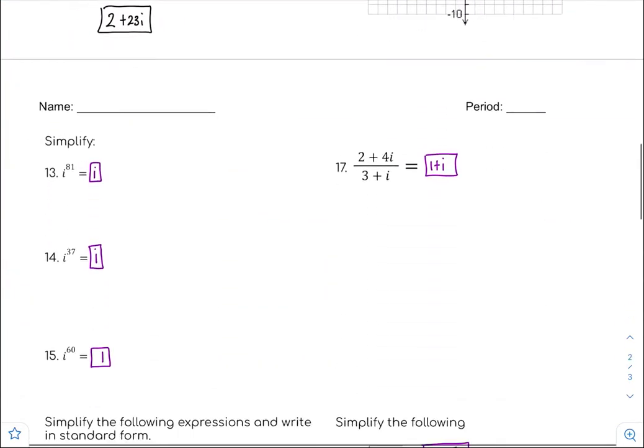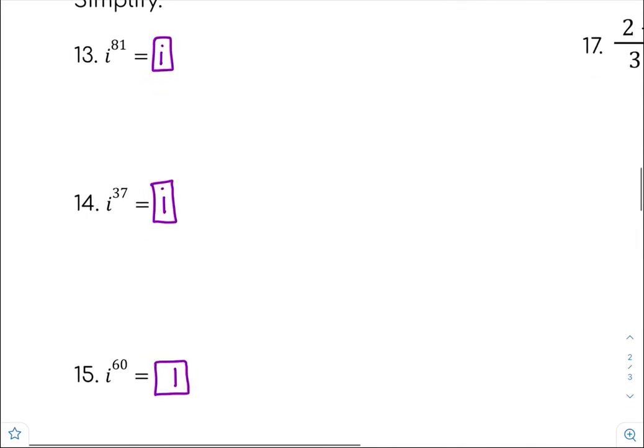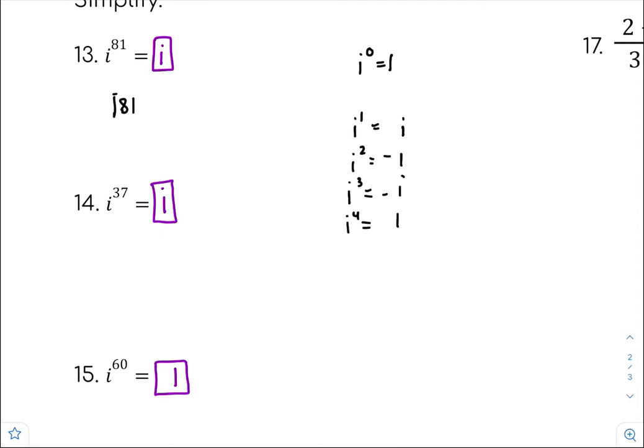Okay, here's your powers of i. Now, hopefully you remember that i to the 0 is just 1. And then write i to the first, i to the second, i to the third, i to the fourth. If you remember that acronym, it will help you figure out these powers of i from 1 to 4. Negatives in the middle.